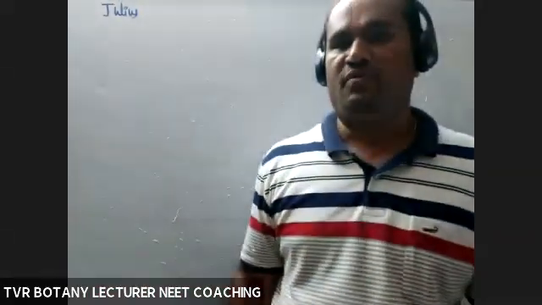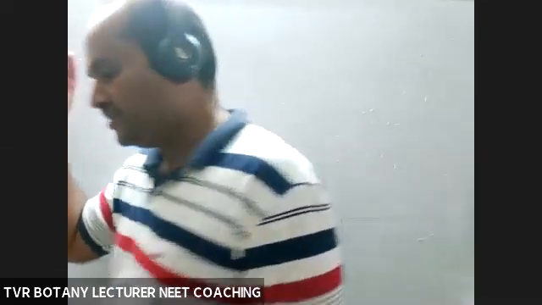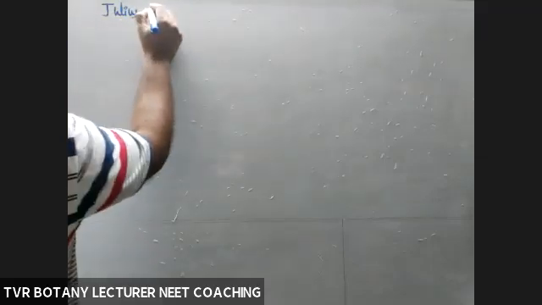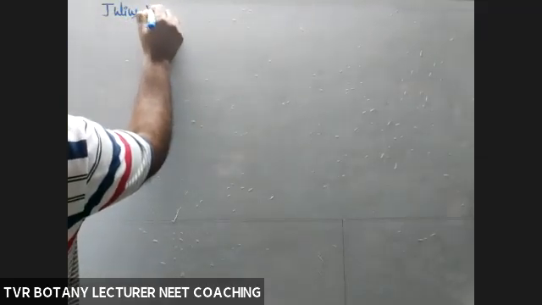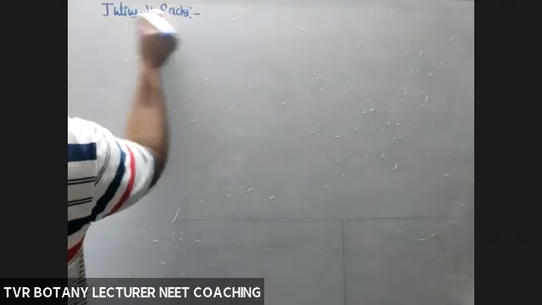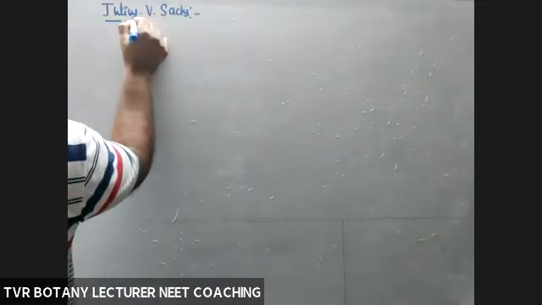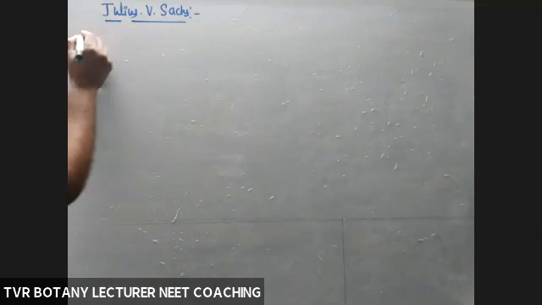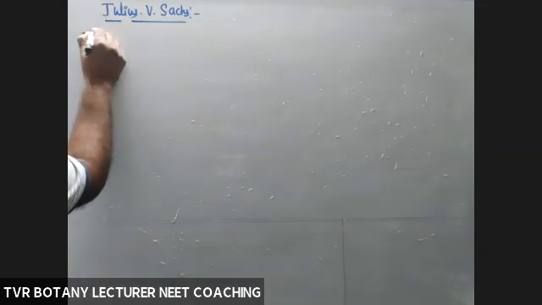So, dear students, now we are going to discuss contributions of Julius van Sachs, and after that Cornelius van Niel. First, Julius van Sachs. According to observations of Julius van Sachs, plants are able to perform photosynthesis.